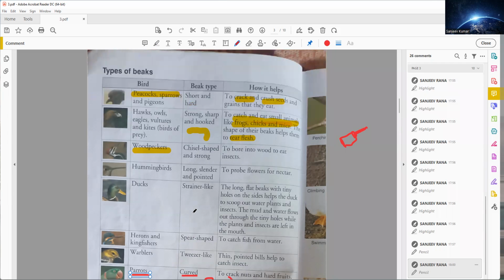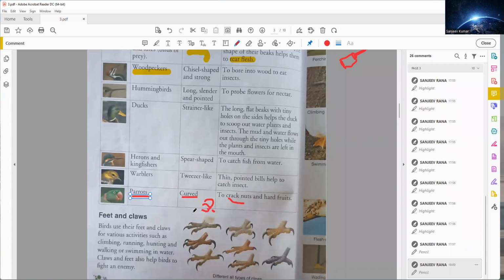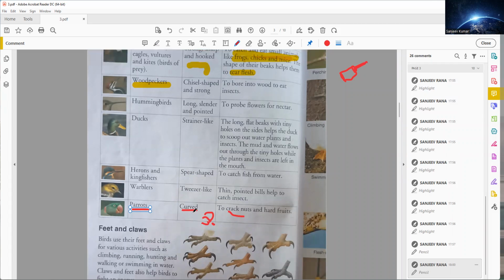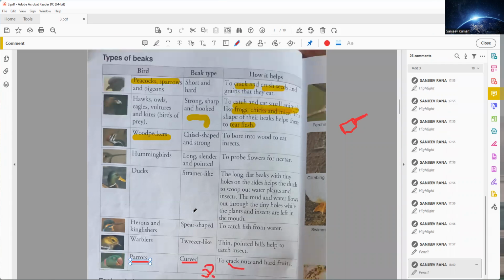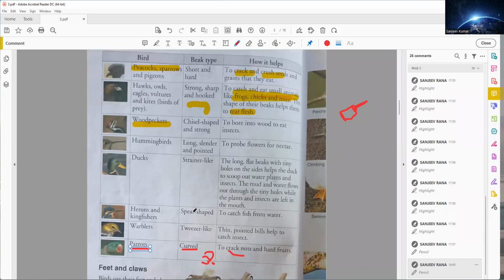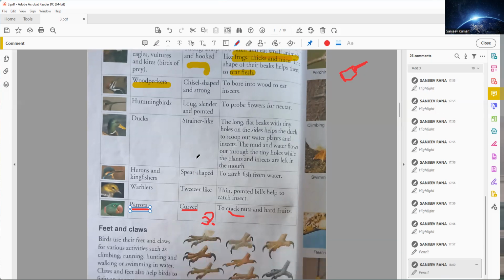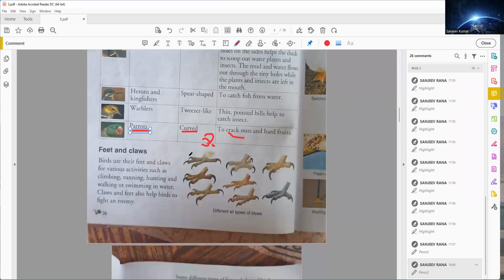So these are the types of beaks of different birds. The important thing is how to read or remember this. Just keep in mind the name of the birds which you see around, and with that, note what they eat. What they eat and how they eat will let you know what type of beak they have. Understood? So now coming to the feet and claws.